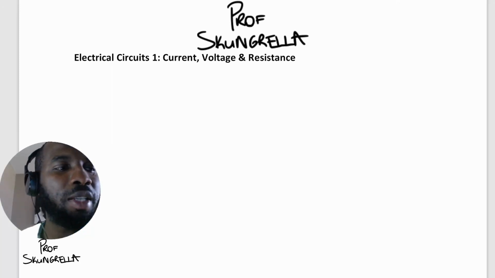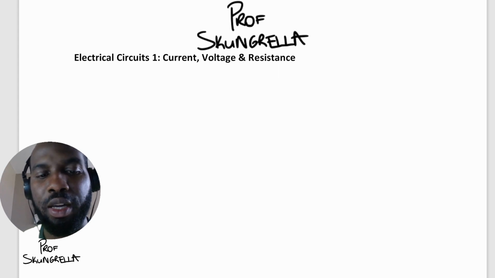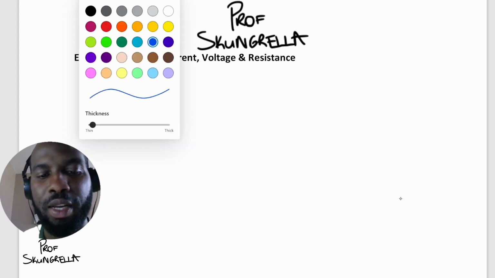Today we're looking at current, voltage, and resistance. Again, current, voltage, and resistance. Last time we defined electrical energy and we looked at electrical current. So I'm going to start with drawing a simple electric circuit.